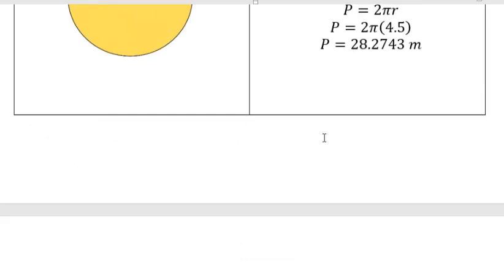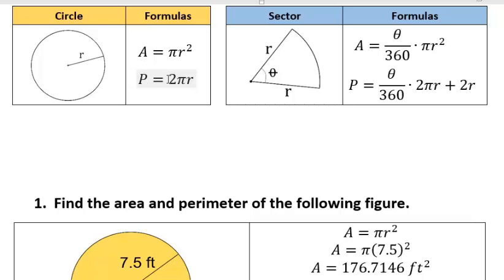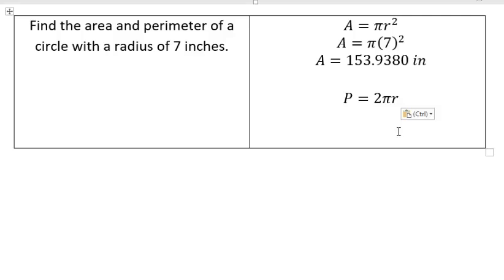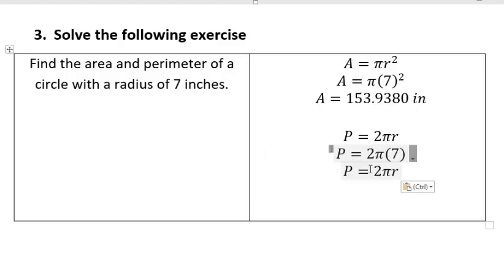And I go with the formula for perimeter, which is 2 pi r. Yes, you can see perimeter equals 2 pi r. And instead of the radius, which is r, I'm gonna put 7. So I put that in my calculator, and I will get 43.9823, because the next number after 2 is 9, so it rounds up to 3.